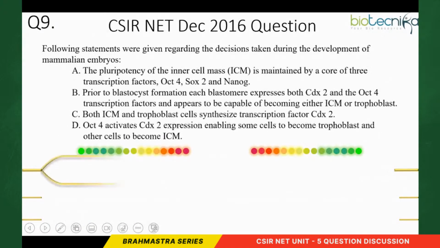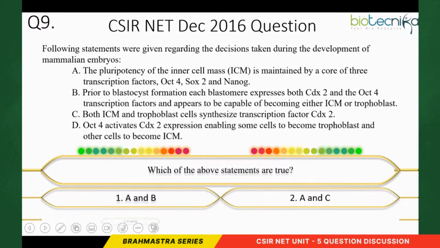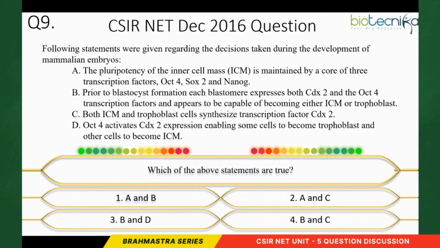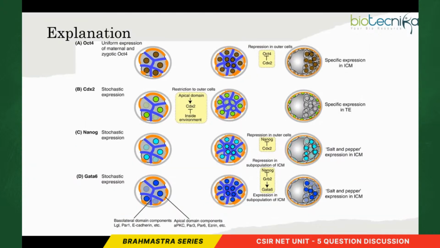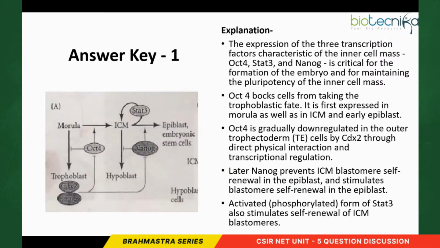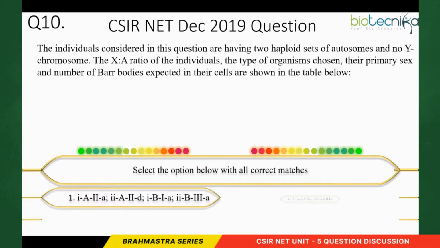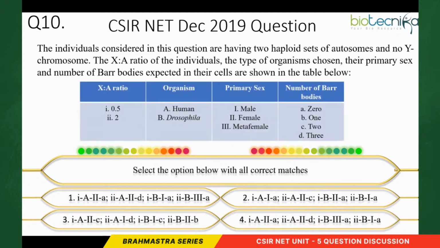Okay, then we have this mammalian development. You can take up this as a homework later. I want to discuss one more question. So this is regarding sex determination, of the human and Drosophila. You can try this one. I will tell you this one.